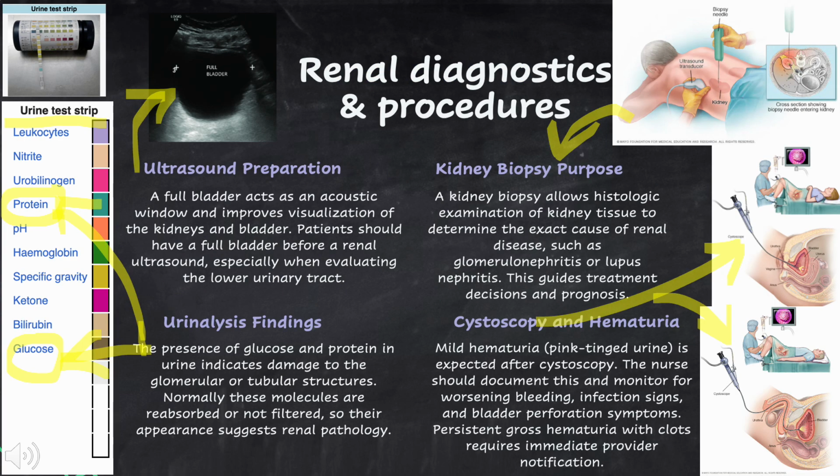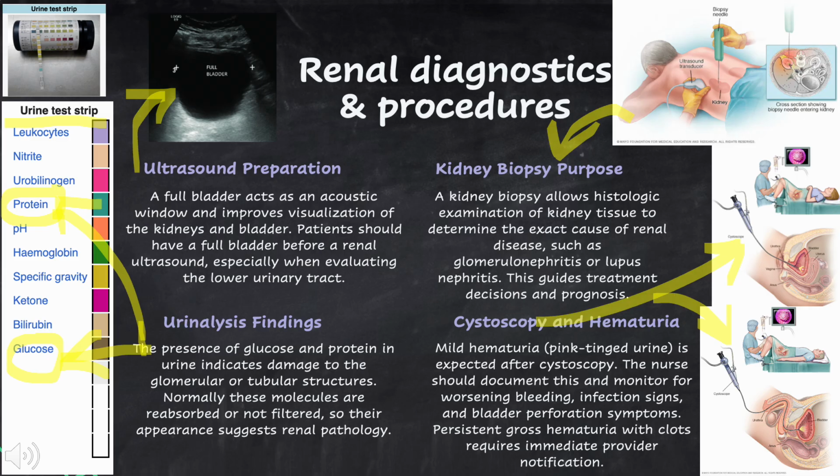This section covers important renal diagnostics and related nursing care. One common non-invasive test is a renal ultrasound. For optimal imaging of the kidneys and bladder on ultrasound, the patient is usually asked to have a full bladder. A full bladder acts as an acoustic window that improves visualization, especially of lower urinary tract structures. Therefore, nurses should encourage fluid intake before the ultrasound, if not contraindicated, and ensure the patient doesn't void right before the procedure, so the bladder is adequately filled.